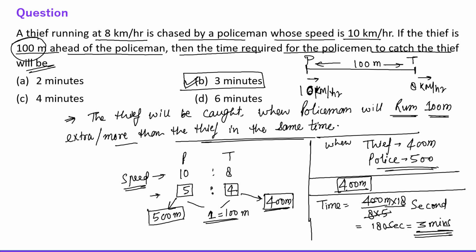Right, this is the ratio approach of time, speed and distance. So here we have used the ratio approach to solve this question, and with this approach the solution will be a bit easier and you will take less time to solve this type of question. Fine. Now let's move to the next one.